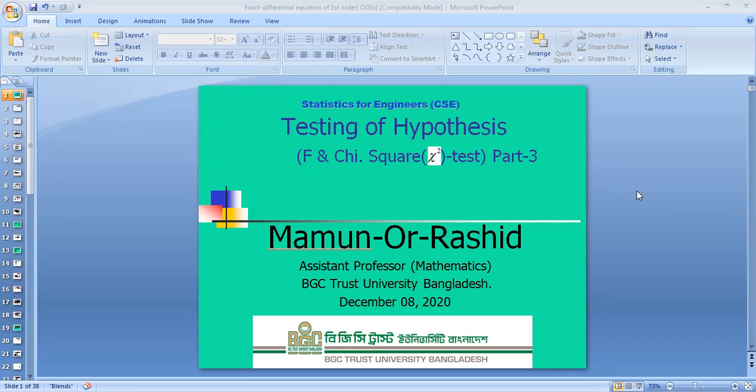Okay, today we'll start the testing of hypothesis. In the previous two lectures, in the first lecture we discussed testing of hypothesis as an introduction, and we also discussed the Z test and Student's t-test with the t-distribution. So today this is the third part, and we will study the F test, capital F test, and chi-square test as a part of testing hypothesis.